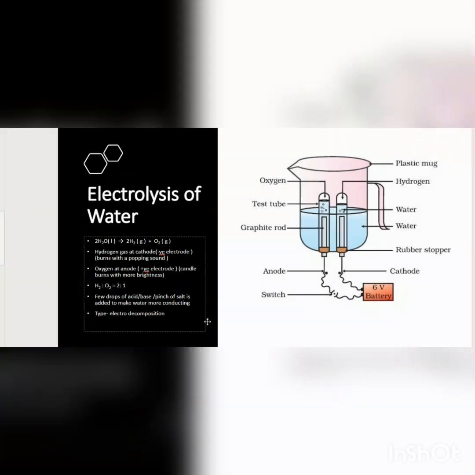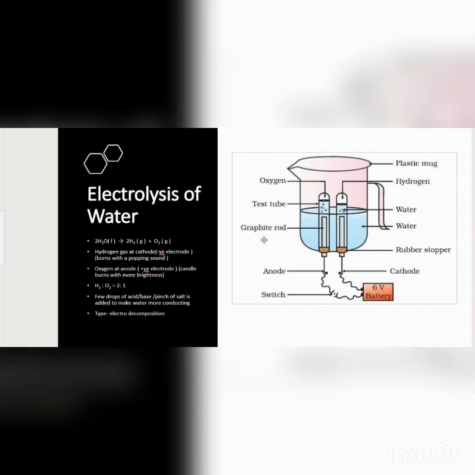Now, another important factor which we have to remember over here is that the hydrogen and oxygen gases released over here are not in the same proportion. As we can see in the picture also, the gas released at anode is quite less as compared to the gas released at cathode. It is near about double at cathode, whereas it is nearly half at anode.